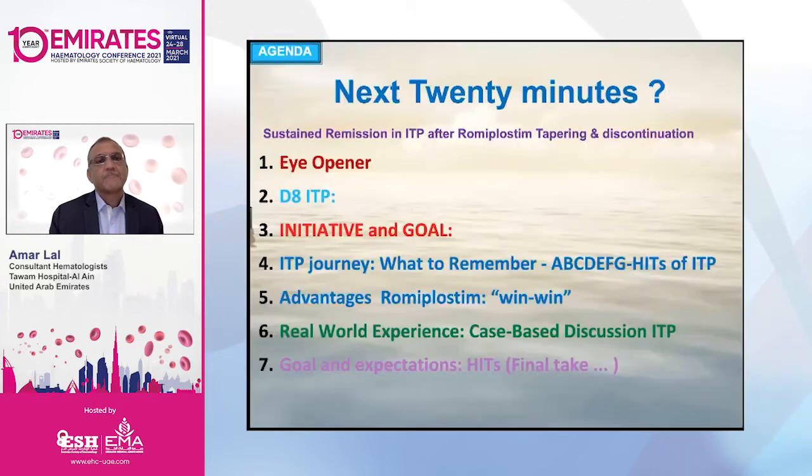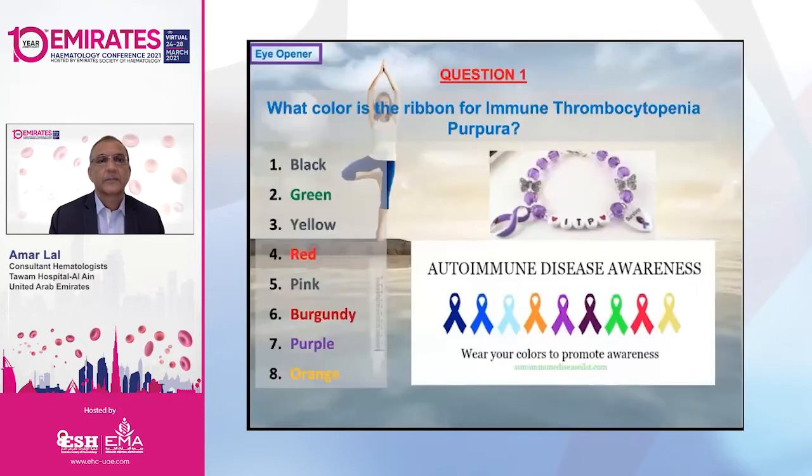No disclosure. In the next 20 minutes, in the context of the talk on remission in ITP after romiplostim tapering and discontinuation, I will go through 7 steps of eye opener D8 of ITP. D8 means definition, demographic, disease process, and disease dilemma. What is the initiative and goal of ITP? ITP journey from A to G, advantage of romiplostim, and real world experience.